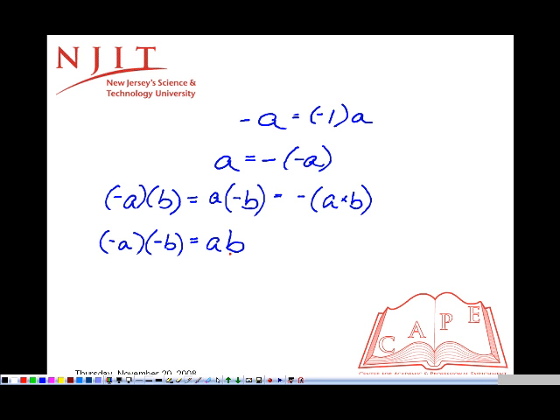Now when you're multiplying, you notice that I'm not putting a dot or an x in between the a and the b, because when you're multiplying, it's assumed, so you can just write the two variables next to each other and that simply means multiplication.